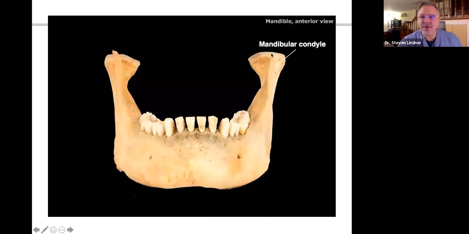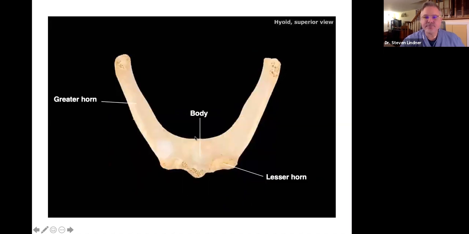There's your mandibular condyle that's going to fit in the mandibular fossa to make the TMJ. Here's the mental process and the mental foramen. The teeth sit in the alveolar process. There's the hyoid bone. There's the greater horn. Here's the lesser horn. And here's the body.